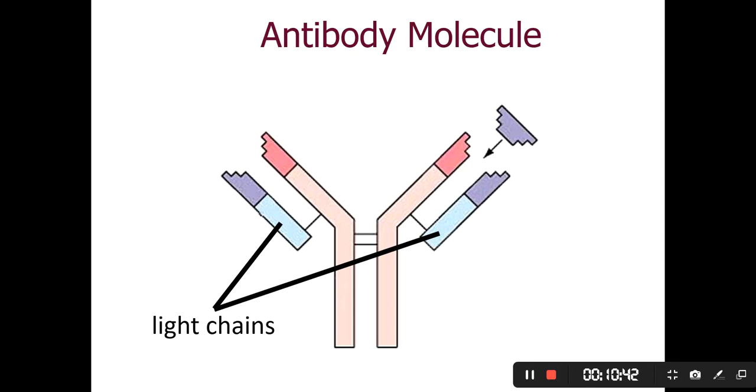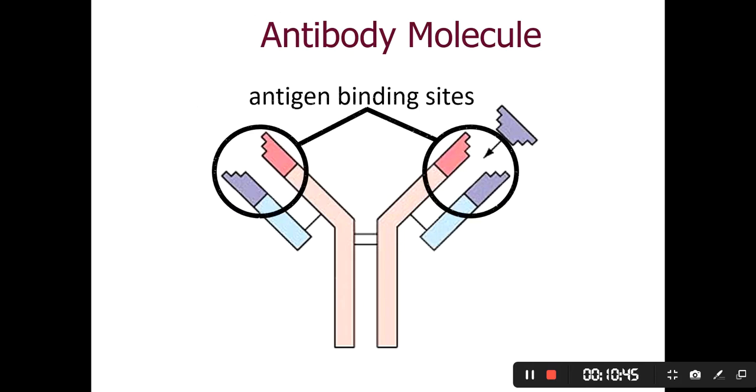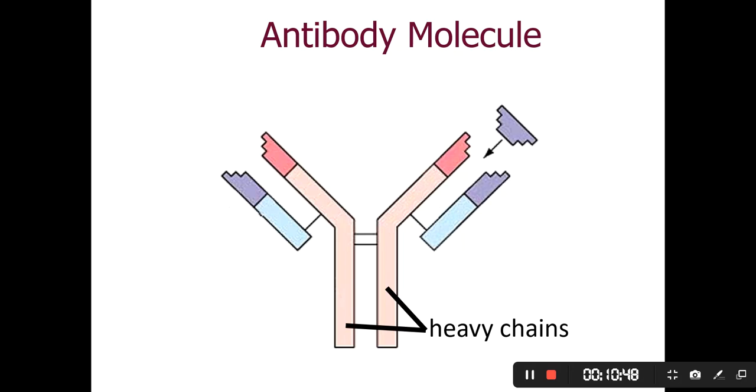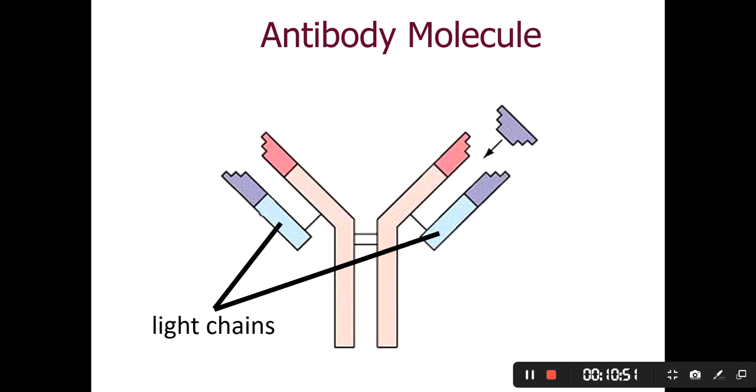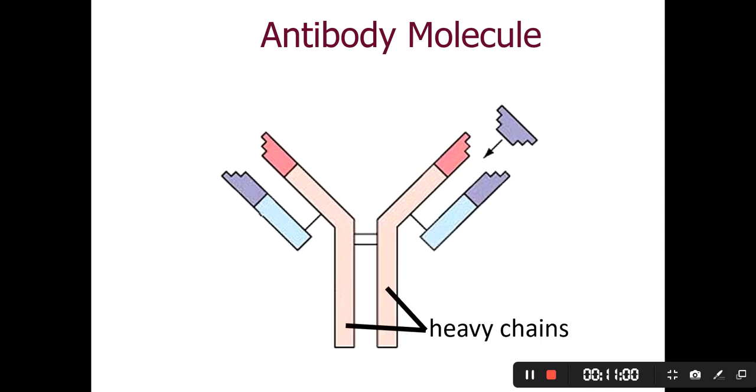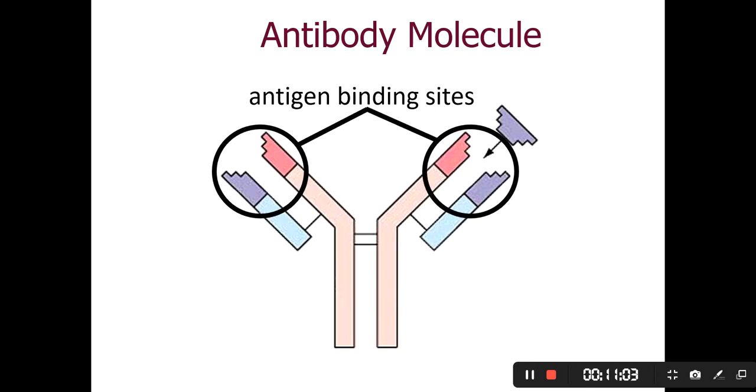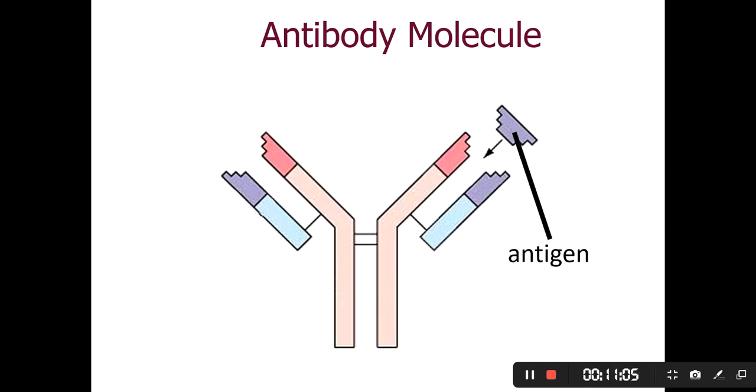There are two light chains of the antibody and two heavy chains. The two heavy chains generally stay constant and the light chains may change. Based on the light chains, the structure and classification of the immunoglobulin changes. So two light chains, heavy chains, and that is the antigen binding site. This is just to show you how the antigen comes and binds over there, at its antigen binding site.